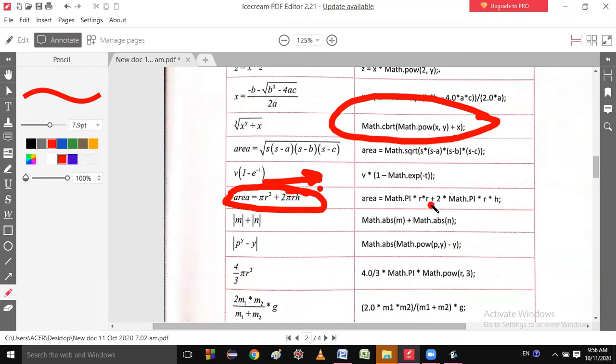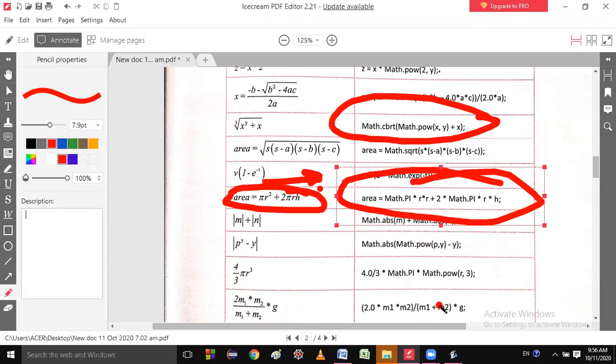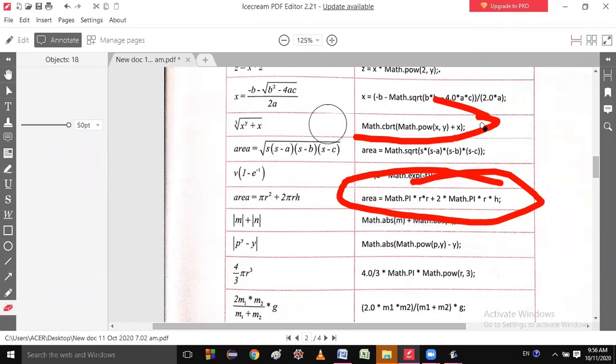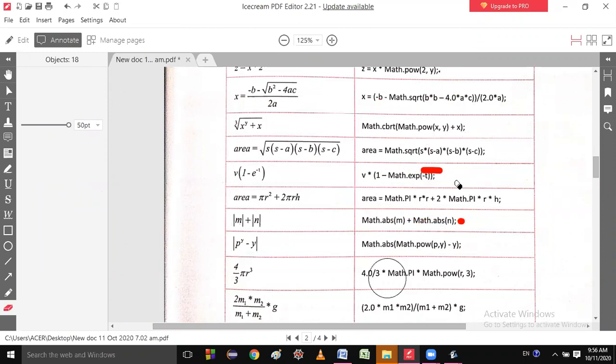Multiply r plus 2 multiply Math.PI. Again here is pi, so Math.PI. Multiply r, multiply h. I think right now it is clear. Just watch this one. Area equal to pi r square plus 2 pi r h. Is it clear? Clear, Saurabh? Yes. Clear? Yes, sir.